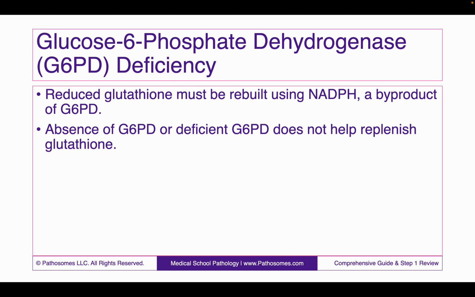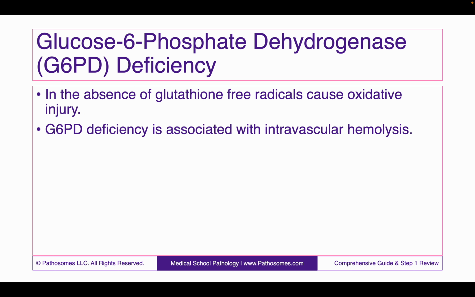Reduced glutathione must be rebuilt using NADPH, which is a byproduct of G6PD. Absence of G6PD or deficient G6PD does not help replenish glutathione. In the absence of glutathione, free radicals cause oxidative injury. G6PD deficiency is associated with intravascular hemolysis.